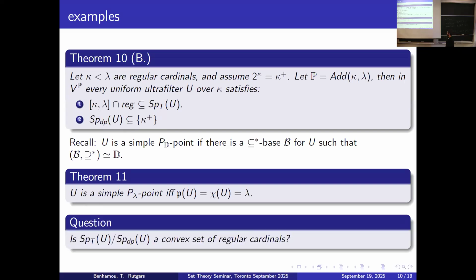From these examples and other examples we have, we don't see an example of a convex set of regular cardinals. So can it be convex? I asked myself this question when you started telling number one. But you're not taking a quotient, you're just asking whether each one of them is... You're right.